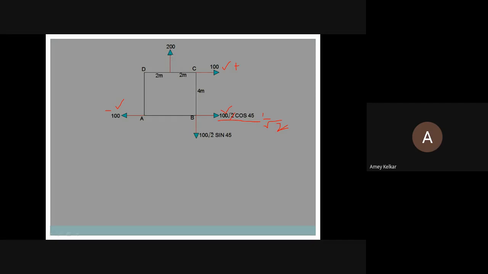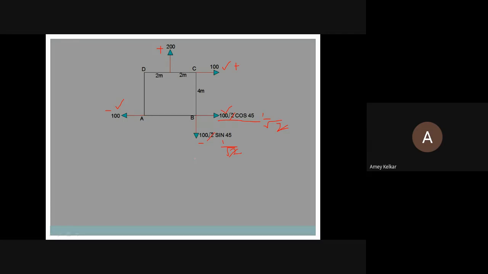Now when you go for summation Fy, this 200 is plus and this is 100√2 sin 45. Again, sin 45 will be written as 1 divided by √2, so again this 1 divided by √2 cancels. So plus 200 minus 100. Again, the answer becomes 100. 100 itself, yes.